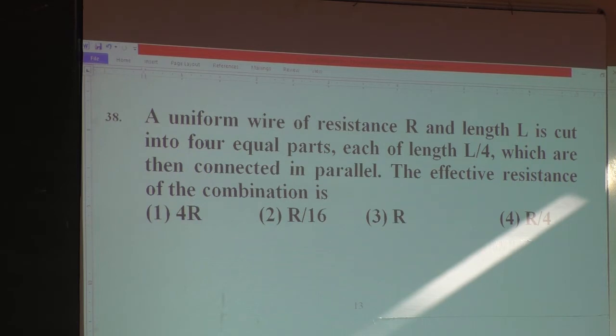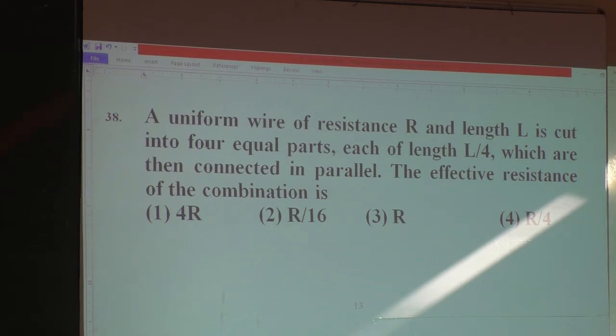A uniform wire of resistance R and length L is cut into 4 parts, each of length L by 4, which are then connected in parallel. The effective resistance of the combination is? So shall we try to do this mentally without writing anything? You can do it like this.